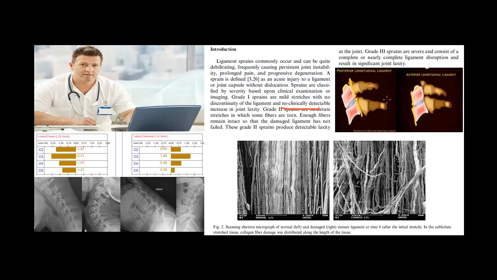Okay, this is really important. So if we actually were to look at the joint motion unit, we would see no laxity or no abnormal movements here. If we did a CRMA, we would actually see no abnormal study here. Now it says here for grade 2 sprains are moderate stretches where some fibers are torn. Enough fibers remain intact so that the damaged ligament has not failed. These are what these look like right here.